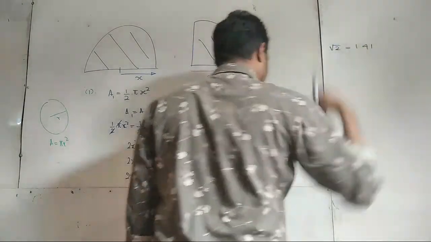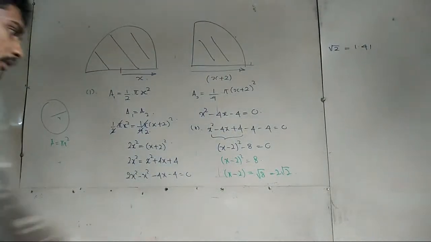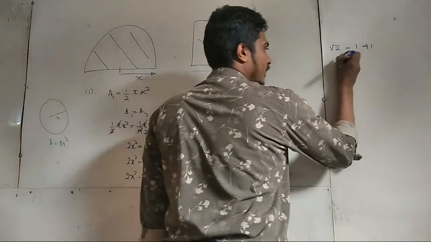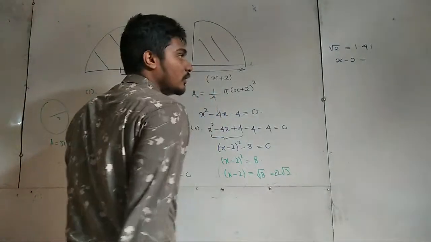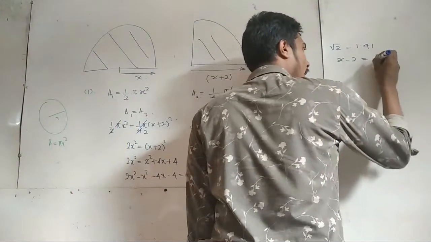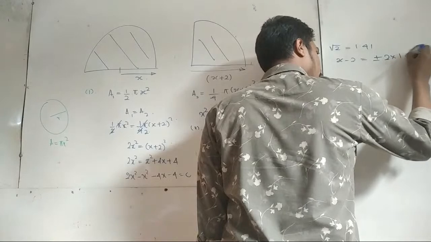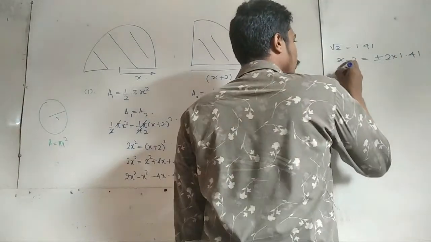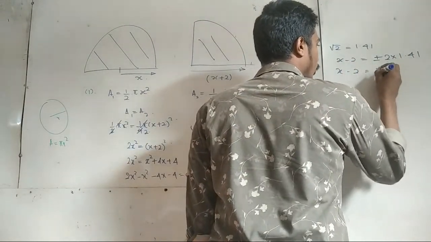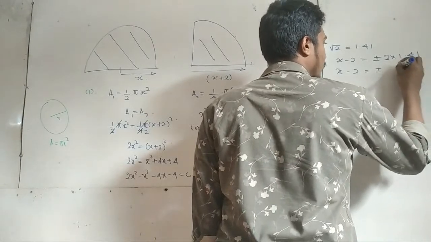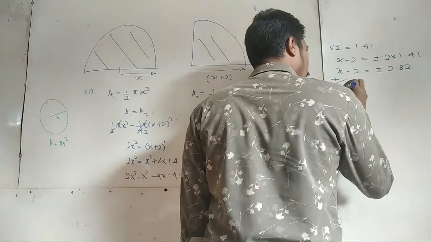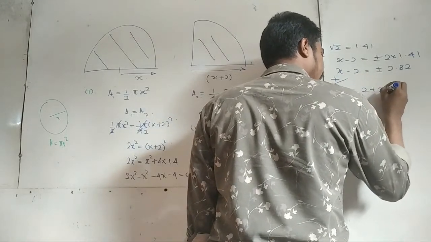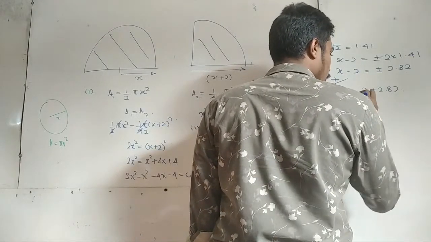So students, if you substitute that value, x minus 2 will be equal to, students, actually this should be plus or minus, sorry for that, equal to plus or minus 2 times 1.41. So x minus 2 is equal to plus or minus 2 into 1.41, which is how much? 2.82. Students, if you consider the positive, you will have x equal to 2 plus 2.82, which is equal to 4.82.